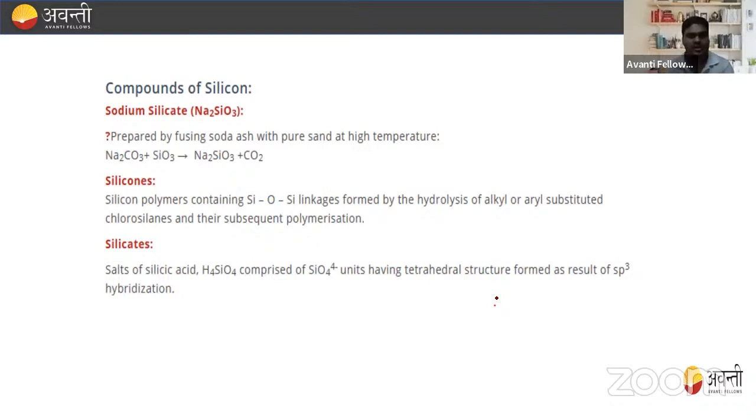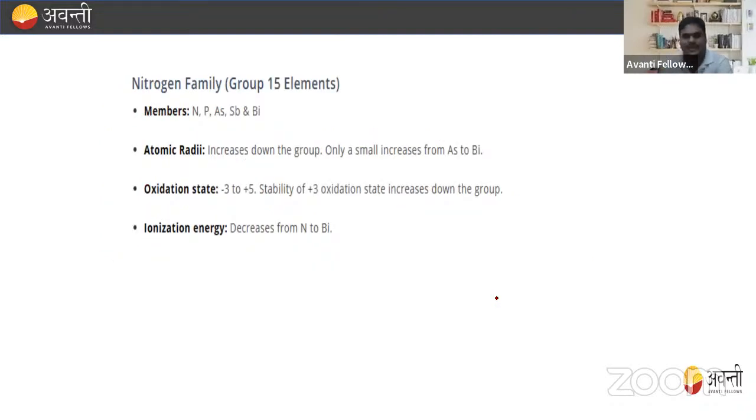silicates. In silicones, the silicon-oxygen-silicon linkage is present, and silicates are salts of silicic acid with tetrahedral geometry, and sp3 hybridization is present in silicates. Right. So this is all about the group 14 elements. I hope this is clear to you. That is, what the group 14 elements are and all the important properties related to them. Good.